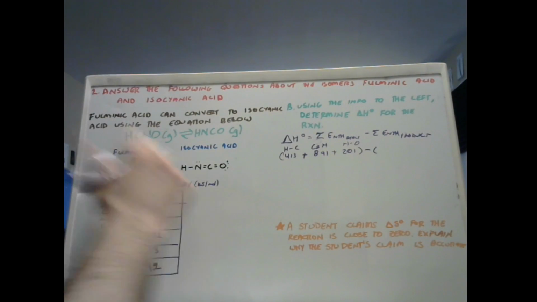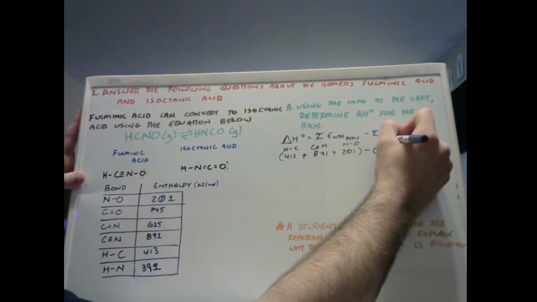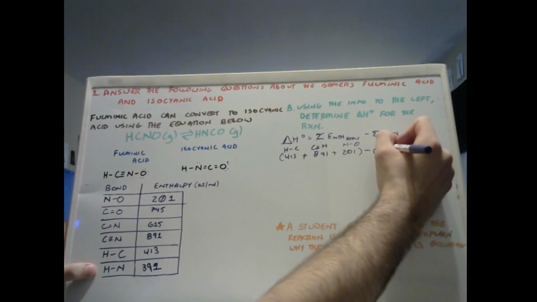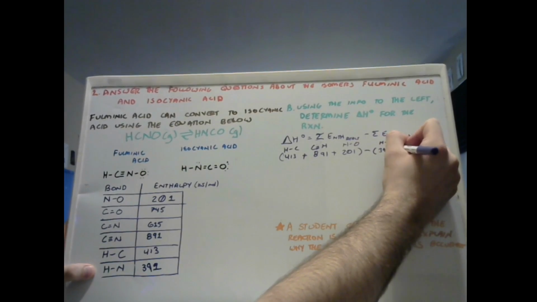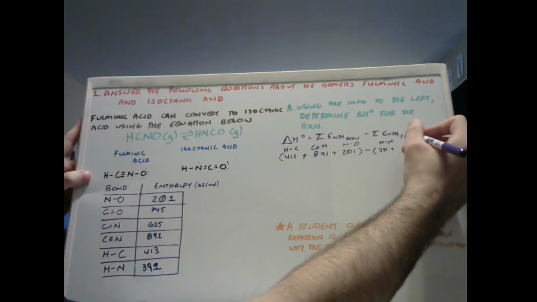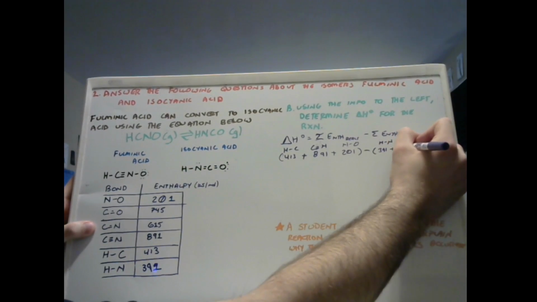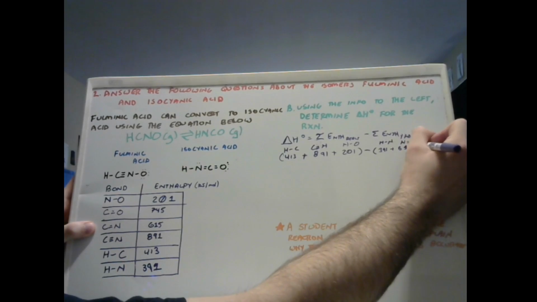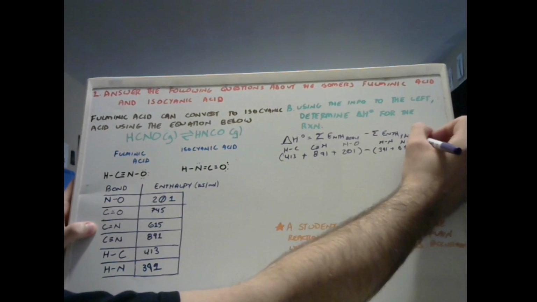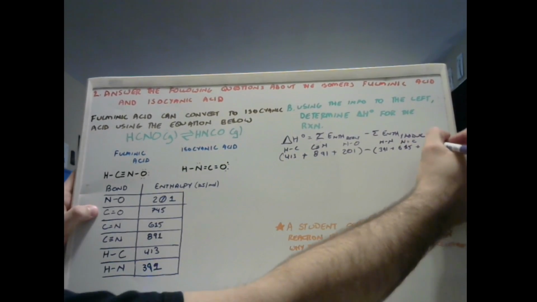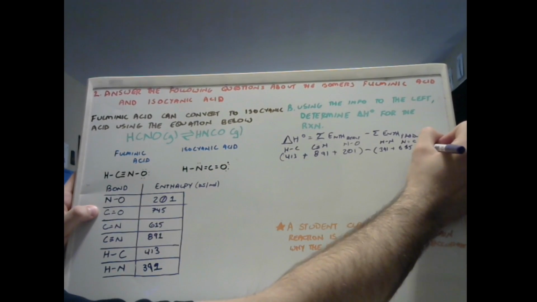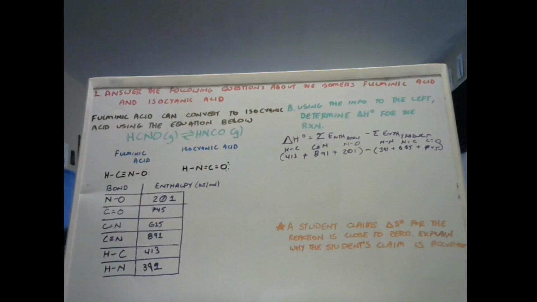Right off the bat, we have the H to the N. Then we have the N to the C. Double bond. Do make sure you don't get those mixed up. And then we have the C double bonded to the O. 745. Once you've got all those numbers, add and subtract. Make sure you include your parentheses. Double check, make sure all your math works out.